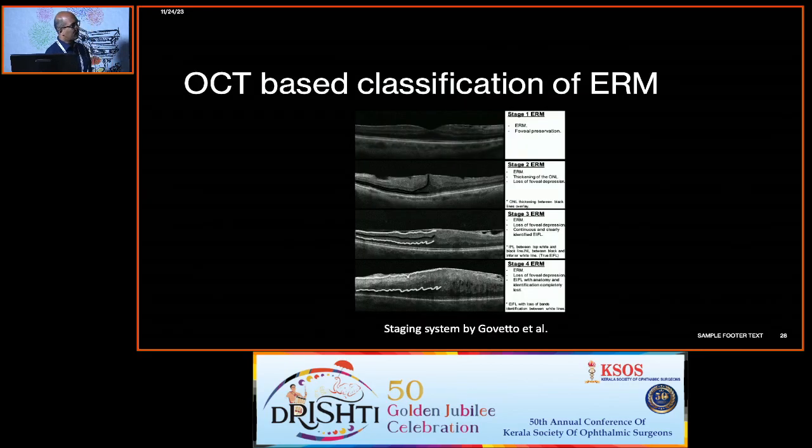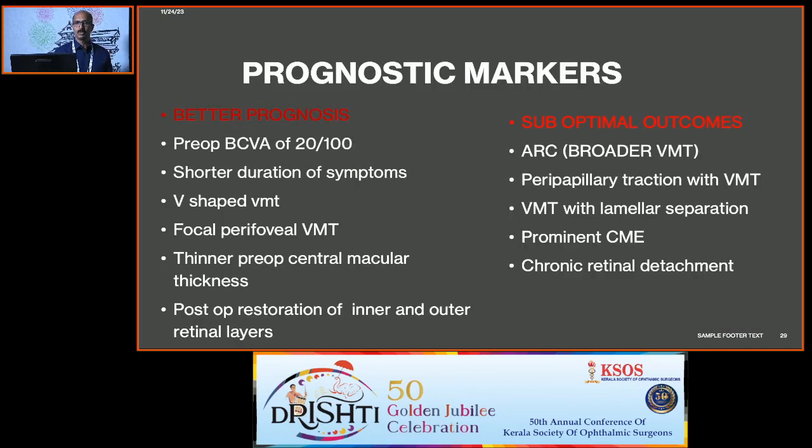Gaudric et al. classified epiretinal membrane into 4 stages. In the fourth stage, you can see there is a complete disorganization of the inner retinal layers, whereas in the second and the third stage you don't have that. So try to operate on the patient when they belong to the second and third stage and don't delay it to the fourth stage, because you may have irreparable damage.